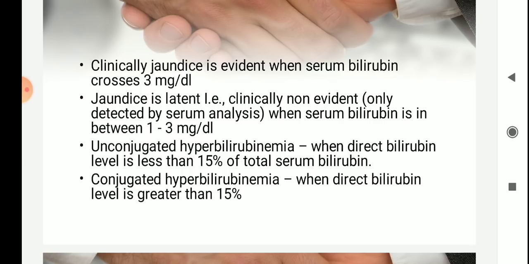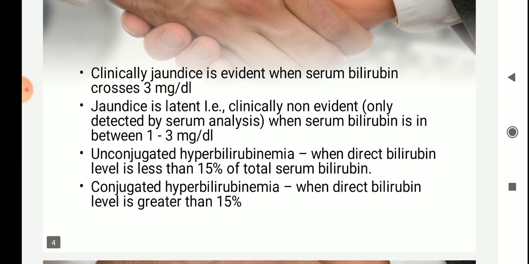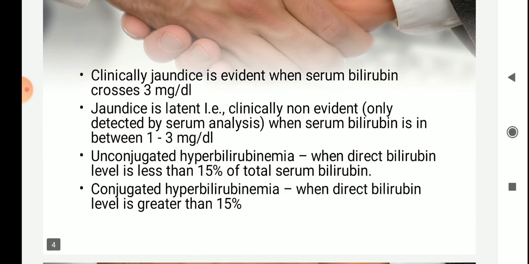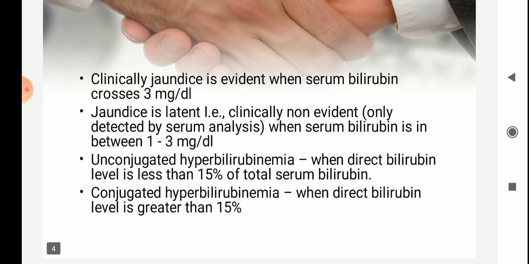If it's below 3 milligrams, most of the times it may not appear clinically. Yellowish discoloration of the sclera may not be there if it is less than 3, most of the times. Jaundice is latent, that is clinically non-evident, only detected by serum analysis, when it is between 1 to 3 milligram per deciliter. Unconjugated hyperbilirubinemia is when direct bilirubin level is less than 15% of total serum bilirubin.